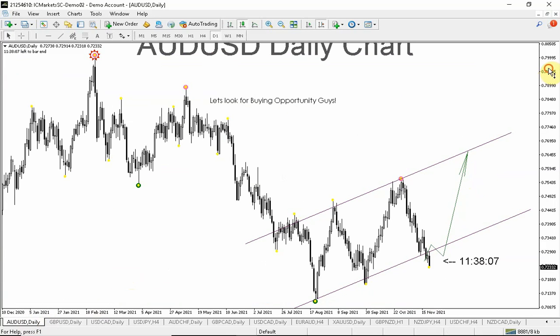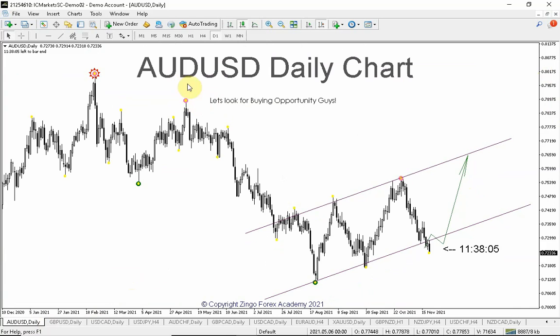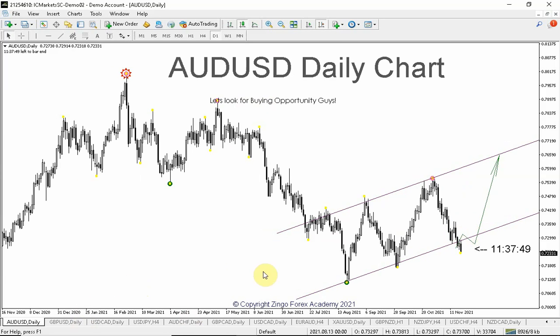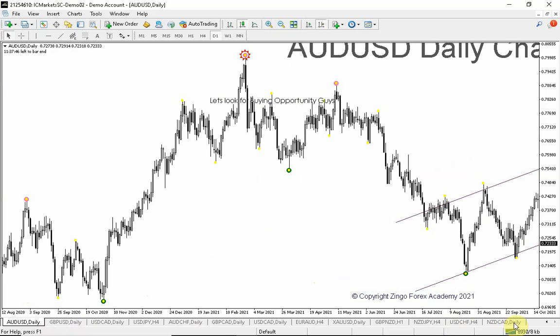Okay, what is happening here? Australian dollar USD daily chart. We expect the market to push up to this level. We will not enter this market until we see a very clear signal in the coming week. But the expectation is that we want to buy this market.